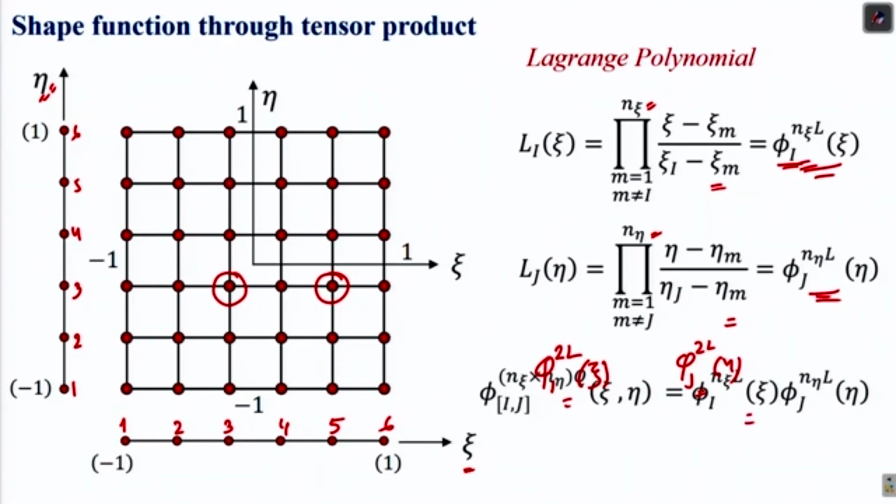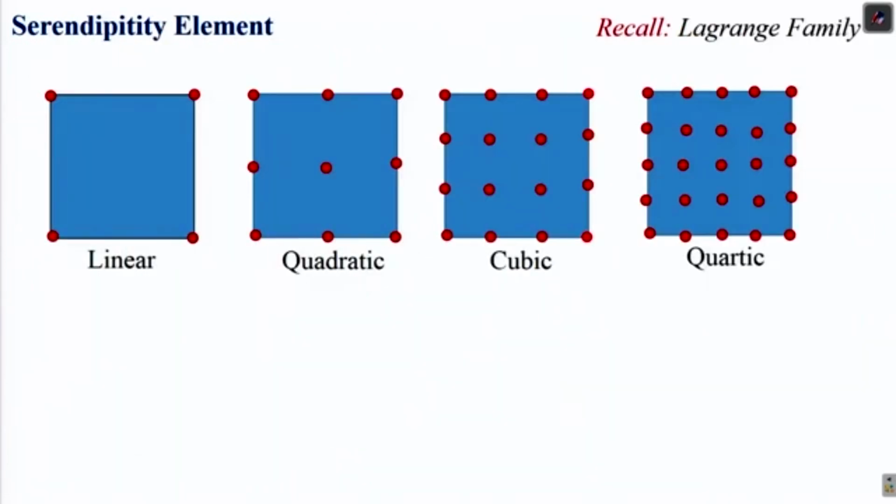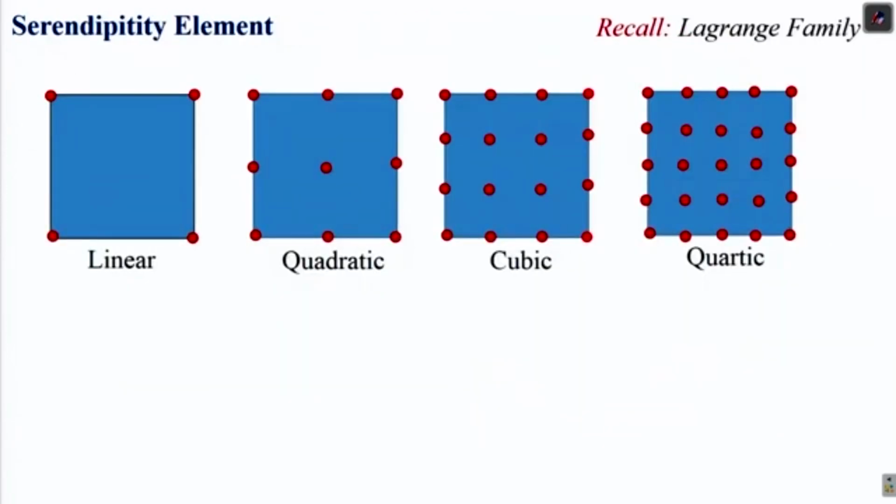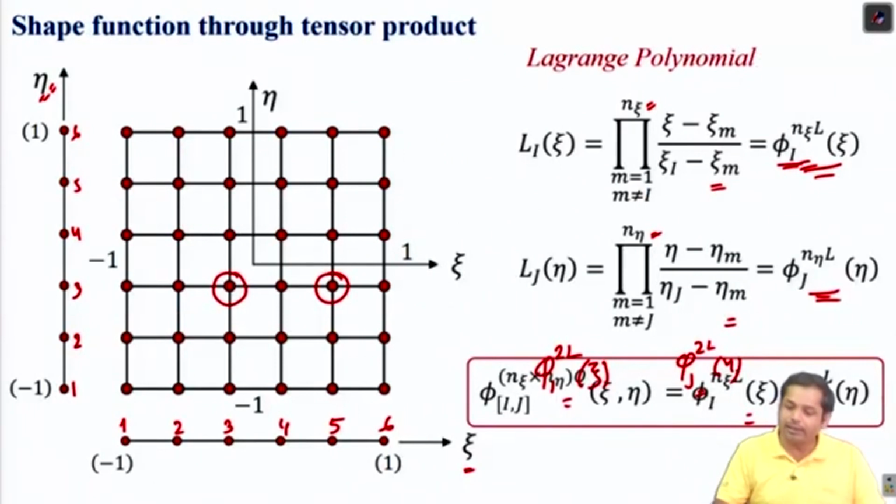Okay. So this is how we can construct the shape function for any number of nodes we have in the element. Next, we have not done any particular example because the implementation of this is very straightforward.